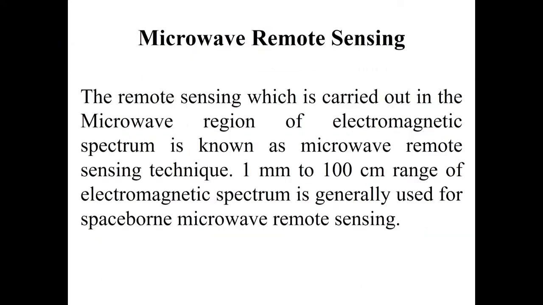So when the word microwave remote sensing comes, it means that we are going to talk about the remote sensing which is carried out in the microwave region of the electromagnetic spectrum. And this remote sensing is carried out in the 1 millimeter to 100 centimeter range of the electromagnetic spectrum.